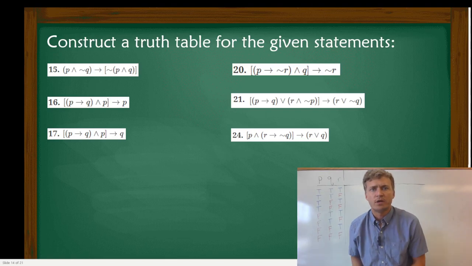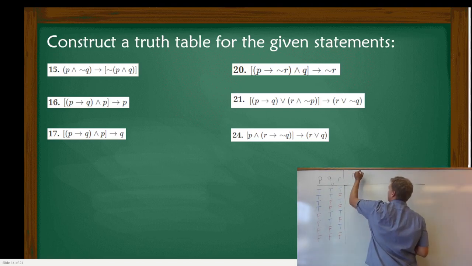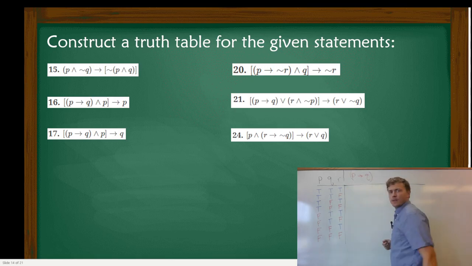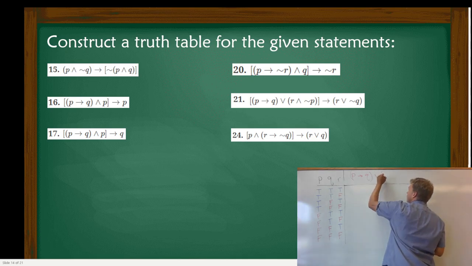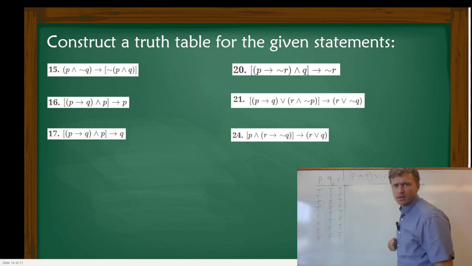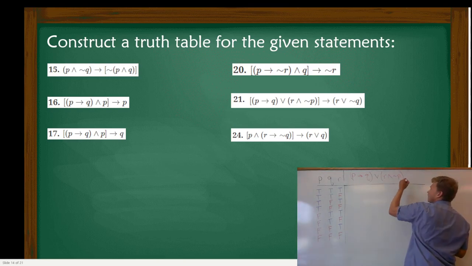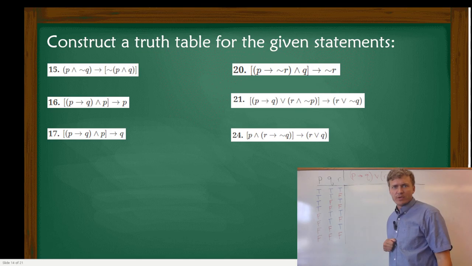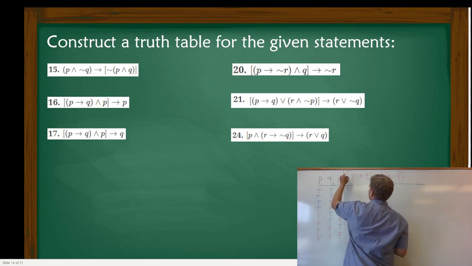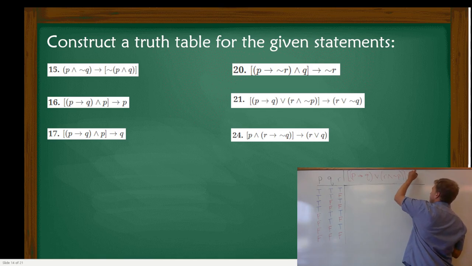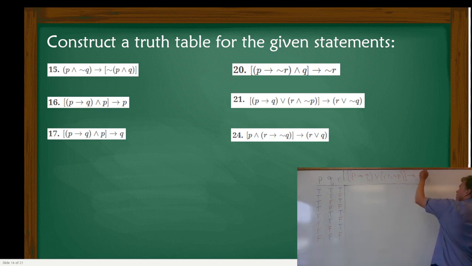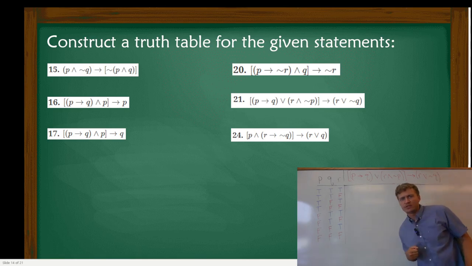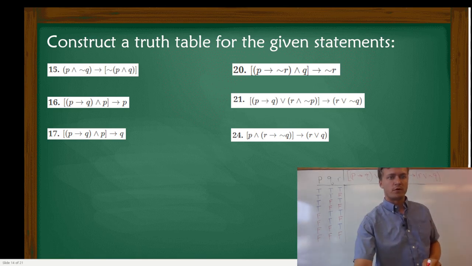We'll look at number 21 here. P implies Q. And we're going to connect that with our OR connective. R and not P. And then all of that is going to be in our bracket notation because all of that is going to imply R or not Q. There's a lot going on here with this example. We will now go to the full board for number 21.